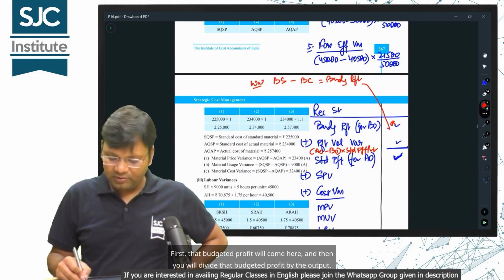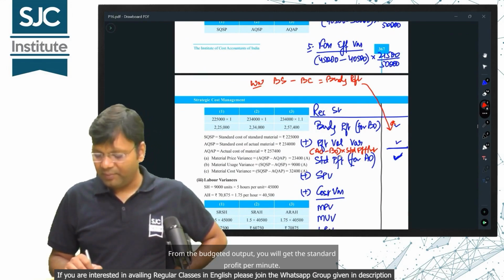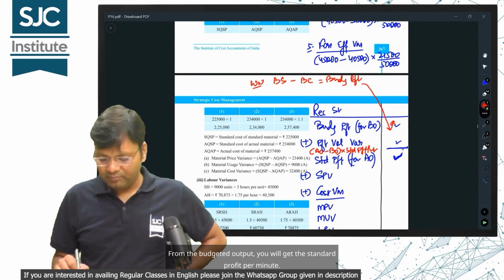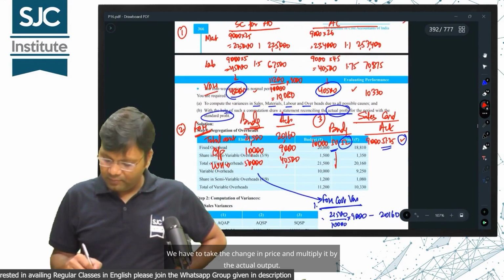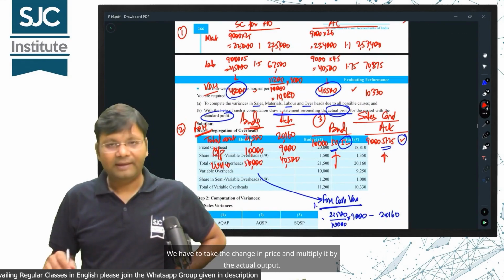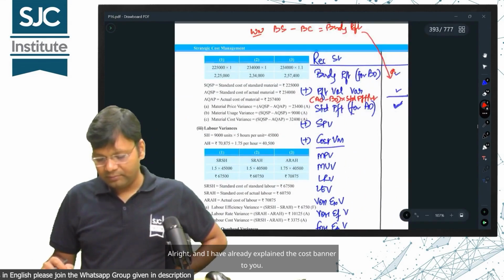First, that budgeted profit will come here, and then you will divide that budgeted profit by the budgeted output. From that, you will get the standard profit per minute. For the sales price variance, you have made your sales card. We have to take the change in price and multiply it by the actual output. And I have already explained the cost variance to you.